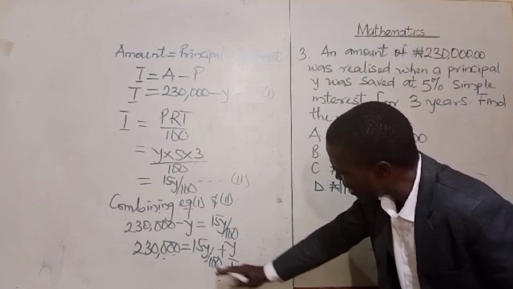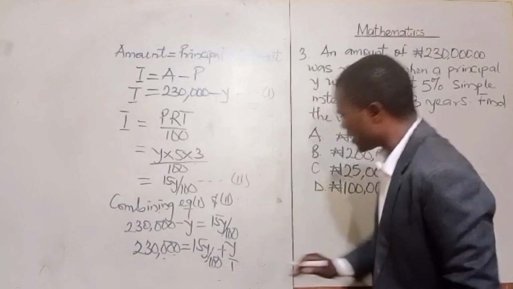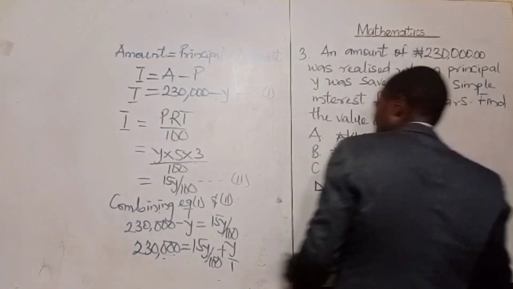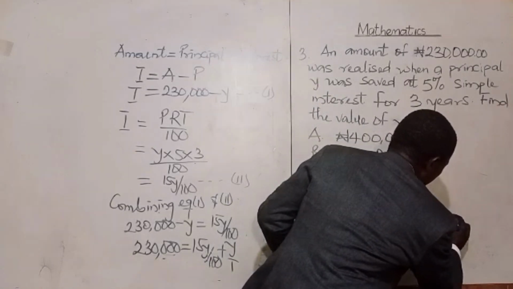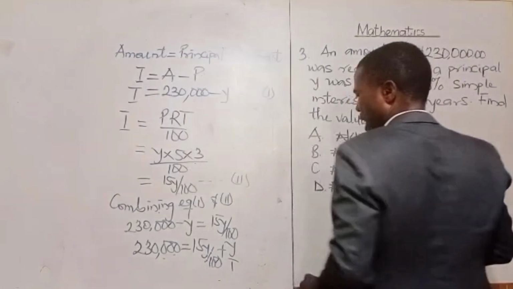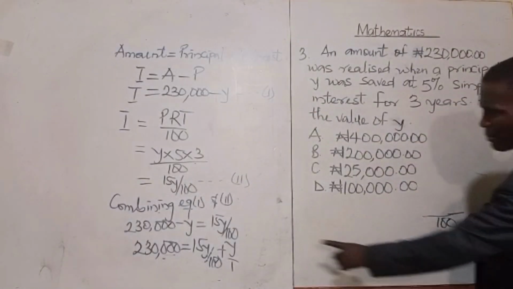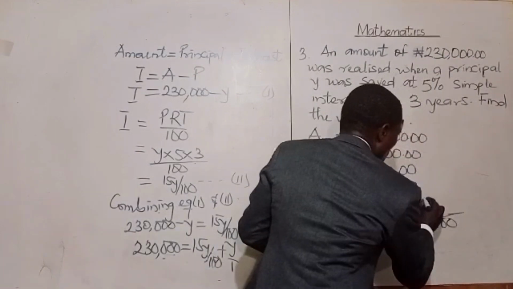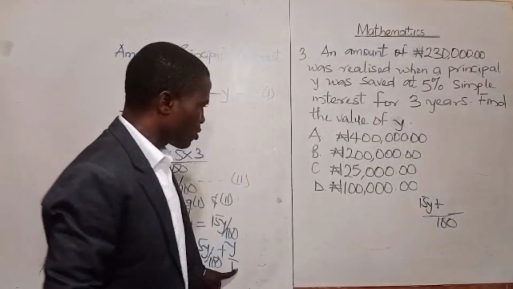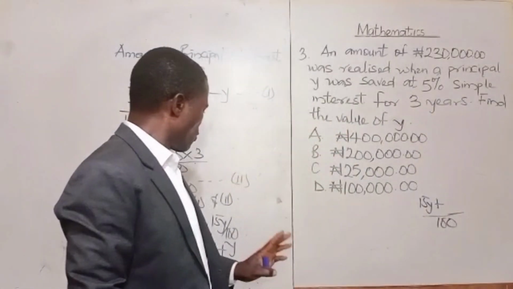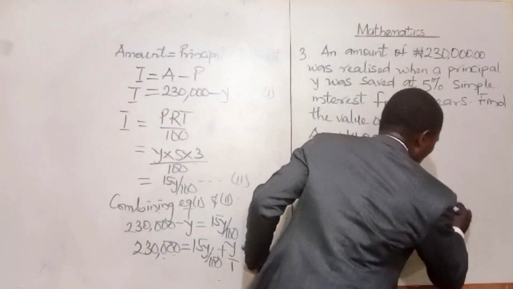If I find the LCM of this and this, the LCM of 100 and 1 is going to be 100. I can say 100 goes in 100 here, it will be 1. 1 times 15, that is 15y. Then plus, 1 goes in 1, that is 1. 100 times y gives me 100y.